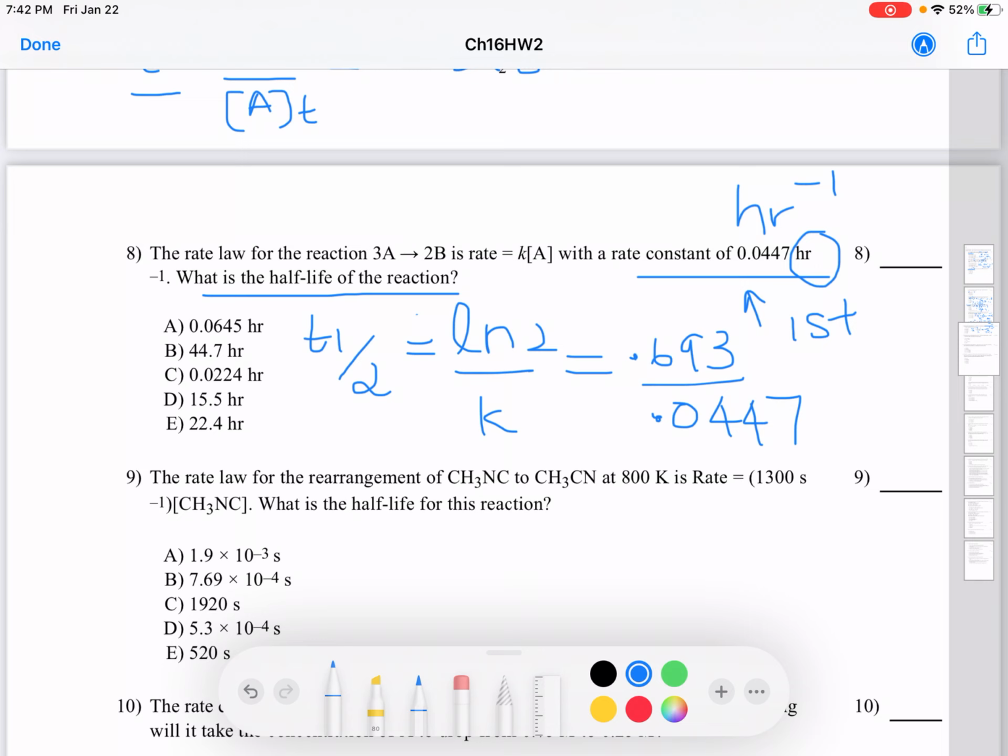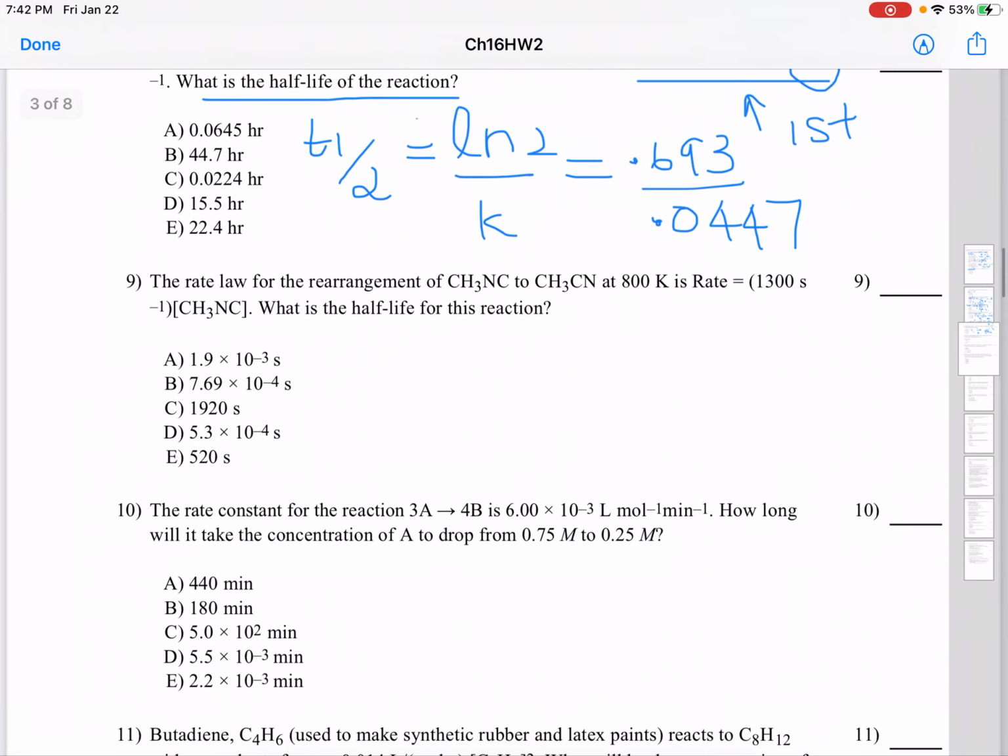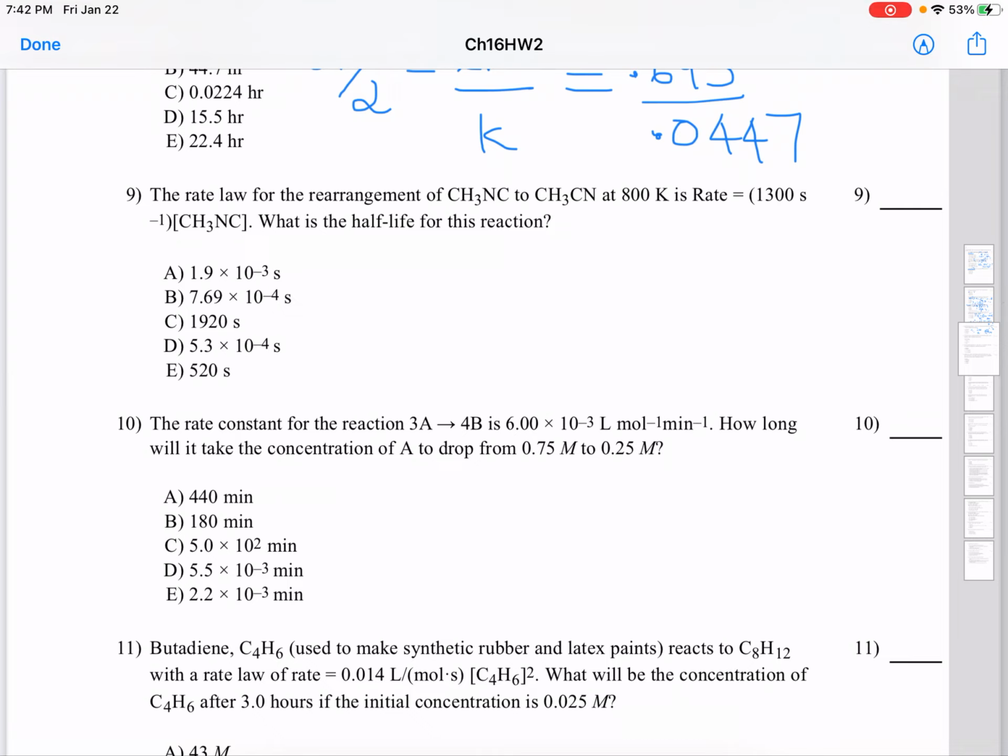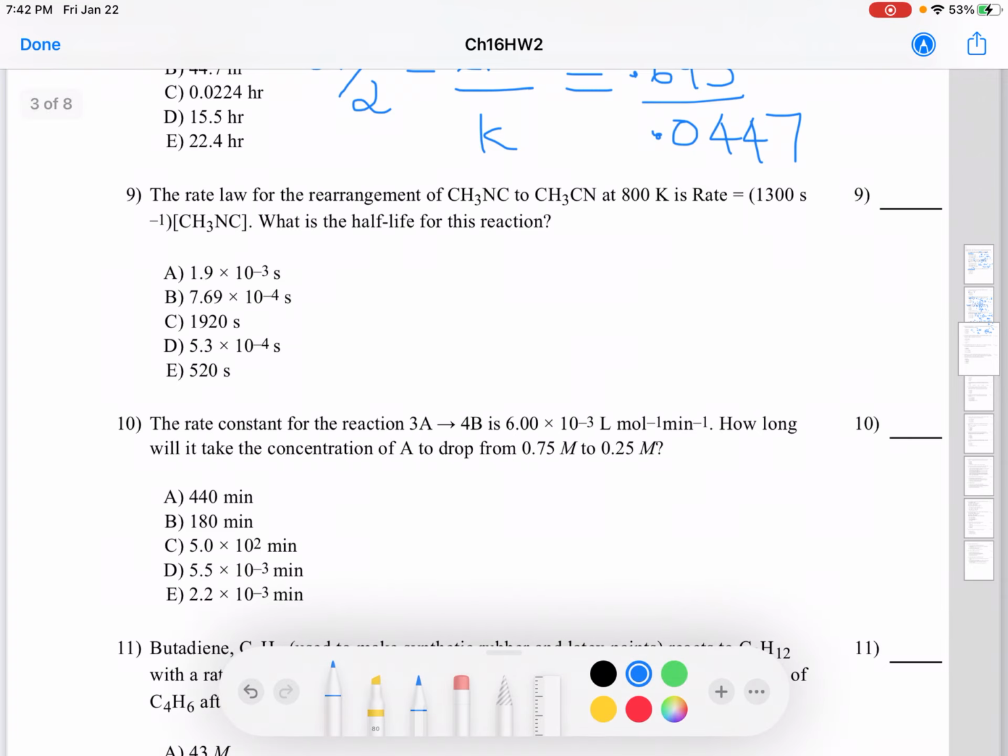Okay. And then the next one, the rate law for the rearrangement of methyl isocyanide to methyl cyanide at 800 Kelvin is given, k equals 1300 per second. What is the half-life for this reaction? Now again, let's look at what the order of this reaction is, in order to decide which half-life equation we need to use, for zero order, first order or second order. You refer to the units. The units are 1300 per second. So what is the order of this reaction? If the units are per second, it's again first order.